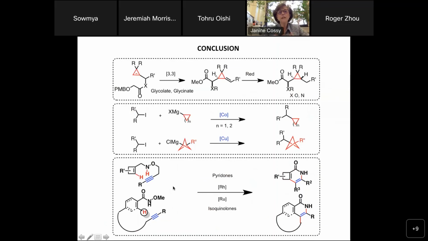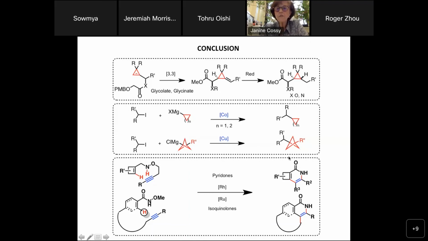So the thing that I tried to show you is that we can have the functionalization of a cyclopropane by using a sigma 3,3 sigmatropic rearrangement applied on glycolate and glycinate in order to get the formation of the cyclopropyl having an exocyclic double bond that can be transformed to this amino ester having a cyclopropane in the alpha position. We can also have this substituted cyclopropane or cyclobutane by doing a cross-coupling reaction between an iodide and a Grignard in the presence of a cobalt catalyst.